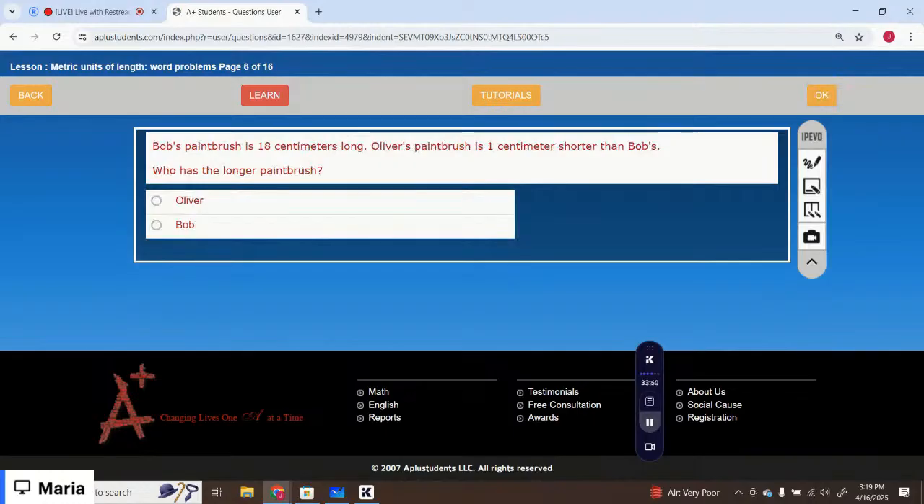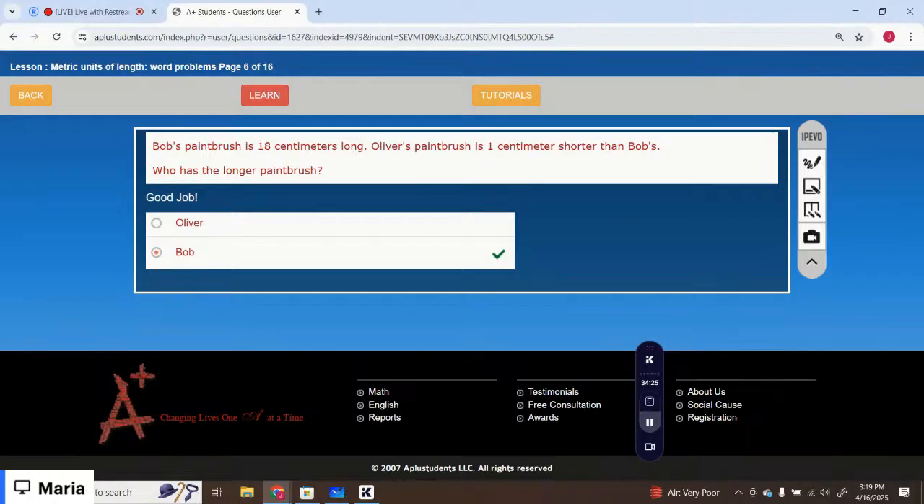Bob's paintbrush is 18 centimeters long. Oliver's paintbrush is 1 centimeter shorter than Bob's. Who has the longer paintbrush? So which is the correct option? Bob has the longer one, right? The correct option is Bob. Option two is the correct option.